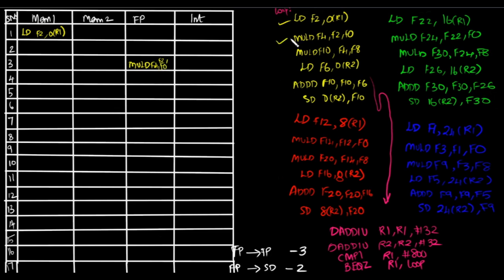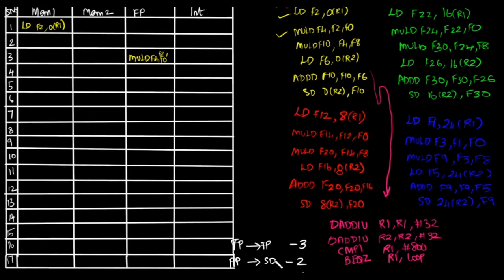Now F4 is produced by multiply and again used by multiply. So FP producing and FP using it means we have to have 3 clock cycles, 1, 2, 3. So we will fill the multiply here. Multiply F4 comma F2 comma F0. Okay, this is also allocated.